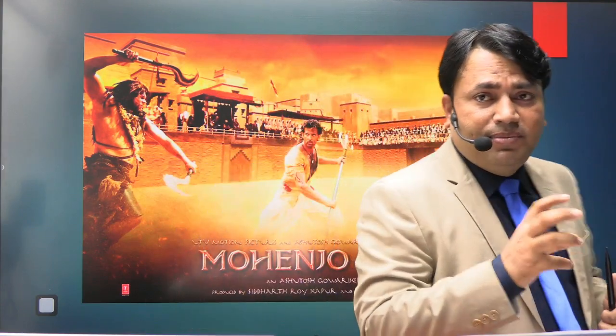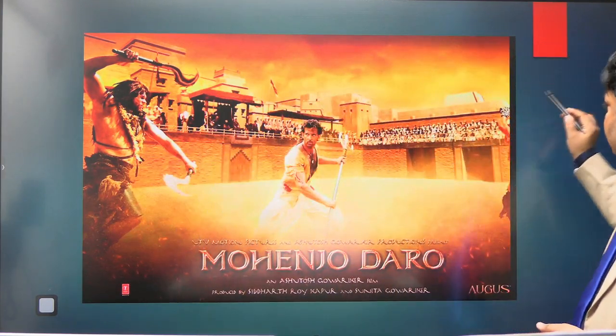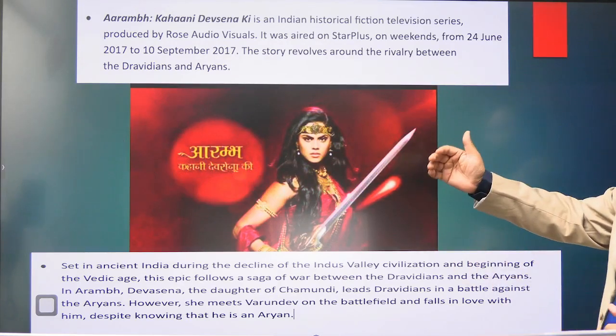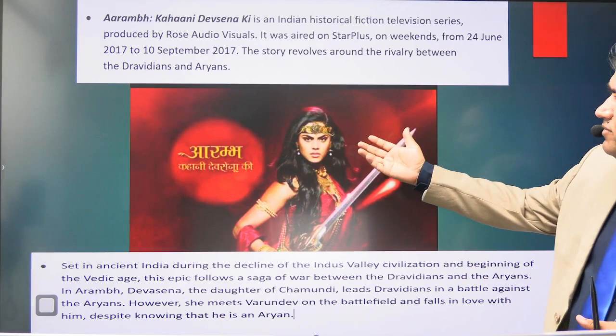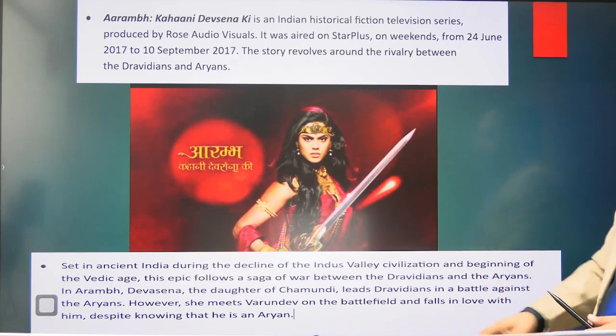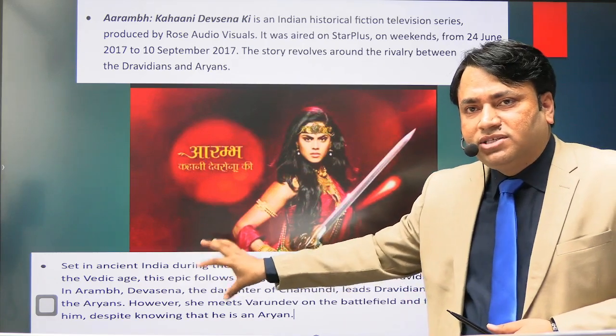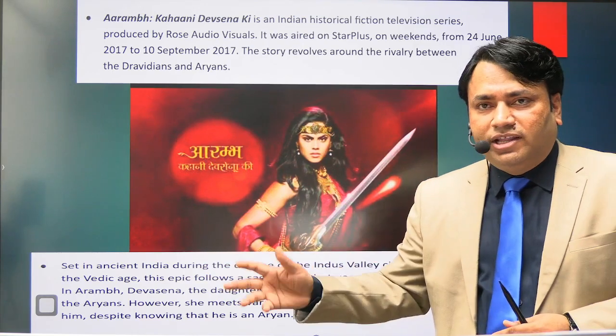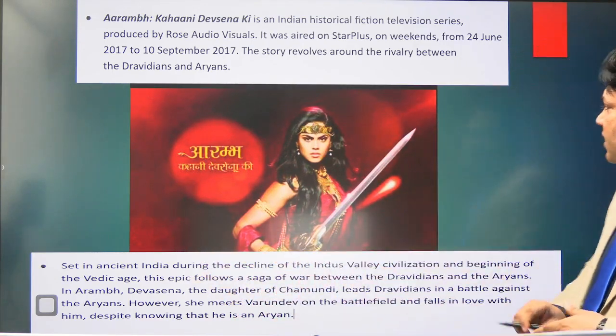This is the Mohenjo-daro film. Obviously, the film has a historical theme, Mohenjo-daro. In the same way, this is an Indian historical fiction television series, Arambh: Kahani Dev Sena Ki, and here the background is set in ancient India, in the decline of the Indus Valley civilization at the beginning of the Vedic age. Epics and stories are given in this series.